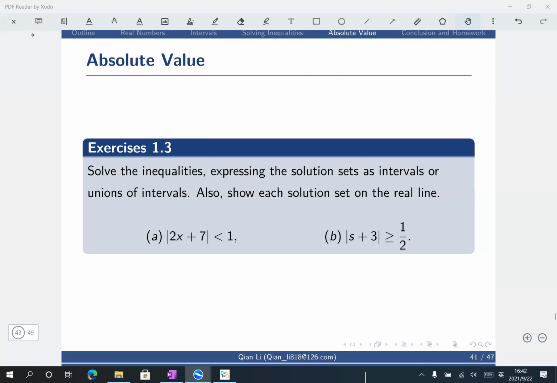Okay, you need to show the solution on the real line. You said we should indicate the answer on a real line. I have solution A, solid A.